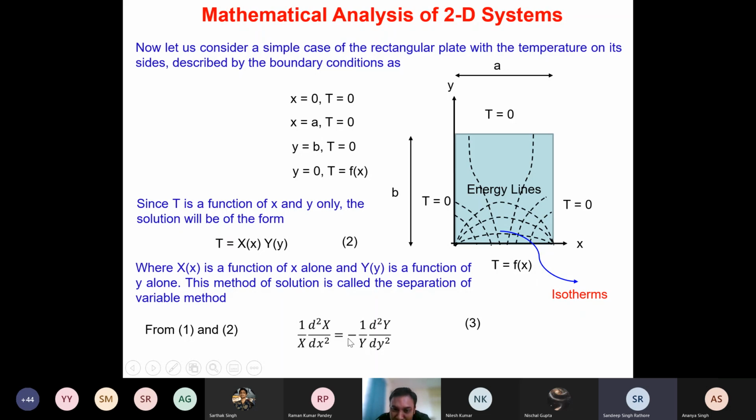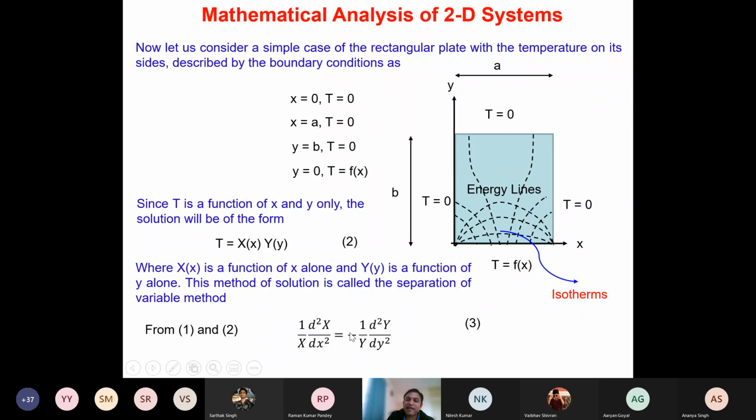Because the minus sign is associated with this y, there is no minus sign associated with this x. Therefore, whenever we are solving for an x boundary like this, we use minus lambda square. But when we have t equals f of y on the right-hand side, and all other faces are 0, in that case we would have used plus lambda square. Do you all agree?